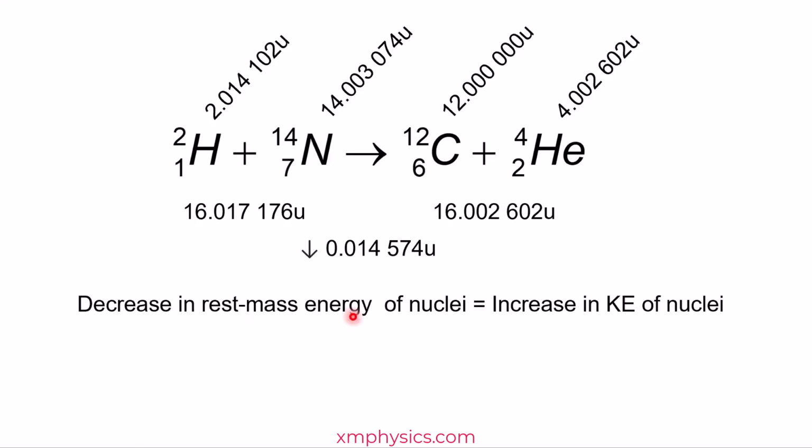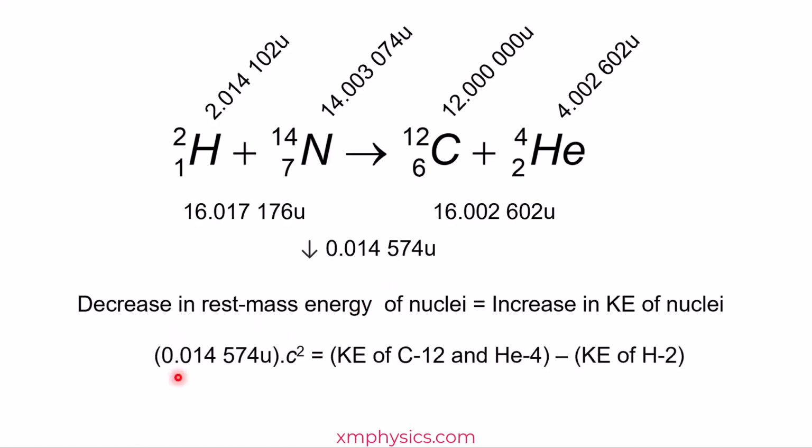The decrease in rest mass energy is simply the decrease in mass, this number here, the decrease in mass times c squared. And this should be equal to the Ke of the product nuclei minus the Ke of the reactant nuclei, which is just the Ke of the hydrogen-2 since I assume that the nitrogen-14 have negligible Ke. Meaning you start out with the Ke of the hydrogen-2, but after the nuclear reaction, the total Ke of the product nuclei is even higher than the Ke of the hydrogen-2. And the amount of increase is equal to the decrease in mass times c squared.